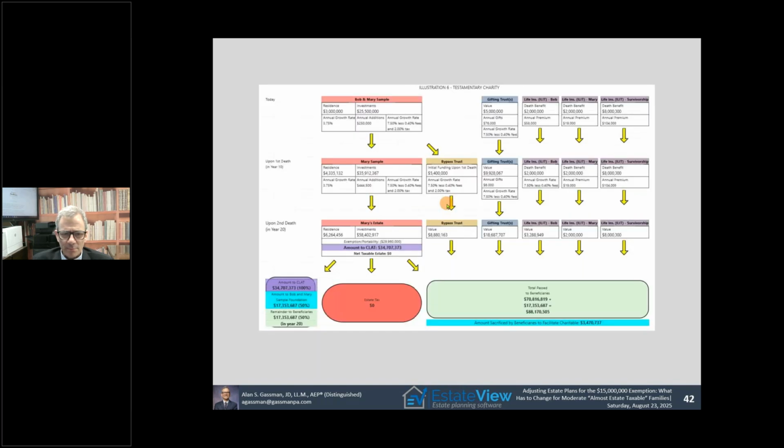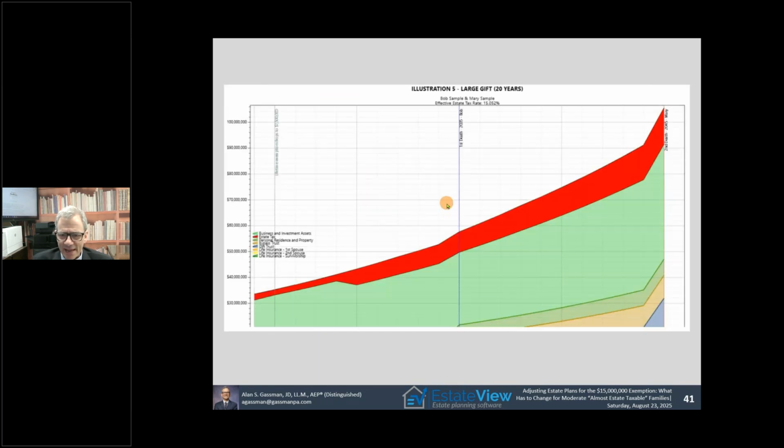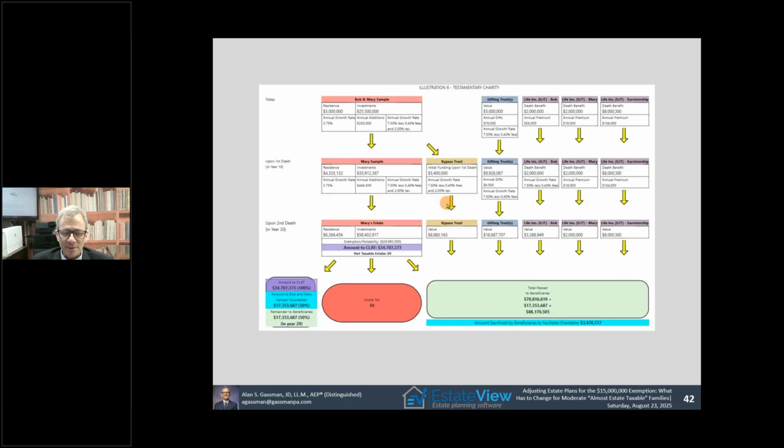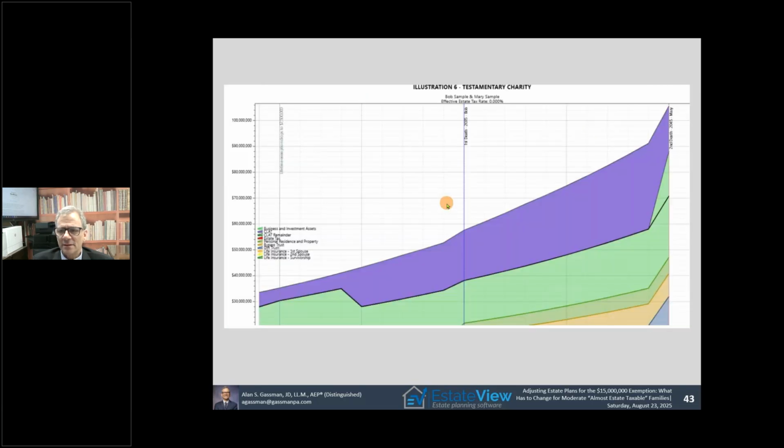You see before the CLAT, the estate tax at 13 million, CLAT's bigger, and look at the CLAT as a percentage of assets on death. That's a pretty big CLAT, but then on the second death, you see half the CLAT.